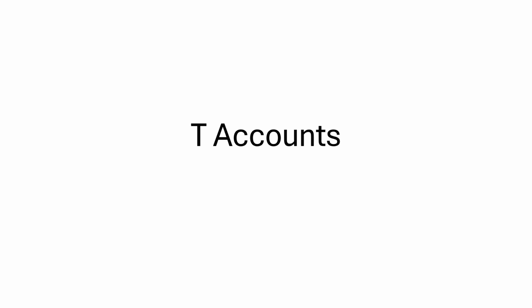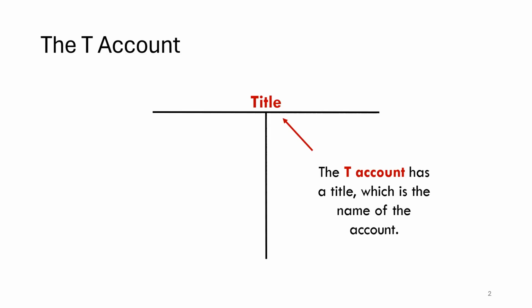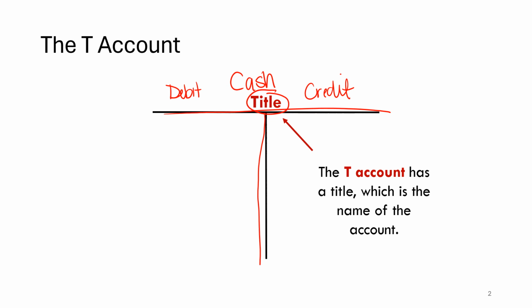T accounts. You can see why we call it a T account, because it looks like a T and it represents an account. The left side is for debits and the right side is for credits. At the top you would have the account title, so maybe cash. So that's what a T account would look like.